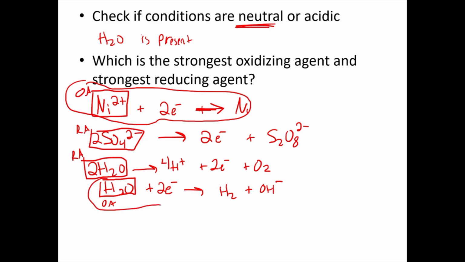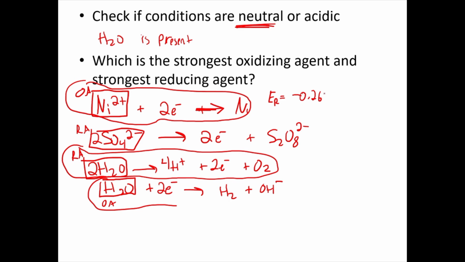And this one's our strongest reducing agent. So these will be the reactions that will occur. And then we can calculate the voltage for that. So here's my reduction voltage is going to be negative 0.26 volts, and my oxidation voltage is going to be negative 0.82 volts. So the total cell voltage for this will be the negative 0.26 plus negative 0.82 for a total voltage of negative 1.08.